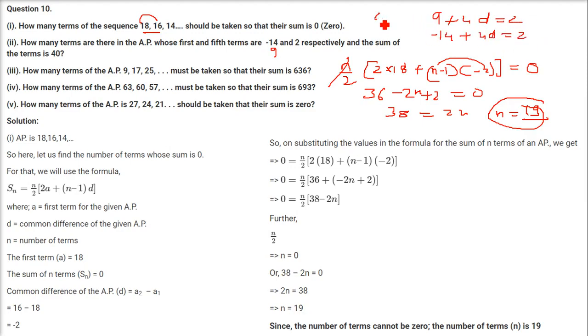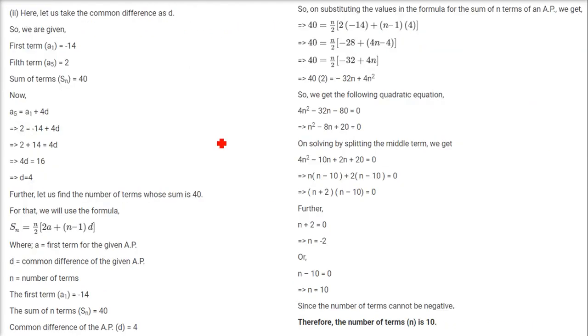Let us take it here. 4d equal to 14 plus 2 is 16. d is 4, 4 fours are 16. So d is 4, a is minus 14, and the sum is 40. We can find out easily the n, the number of terms. So we'll use the formula n by 2 into 2a plus n minus 1 into d. This sum is 40. a we just found out to be minus 14, which is already given, and d we found out as 4. We'll use this formula.